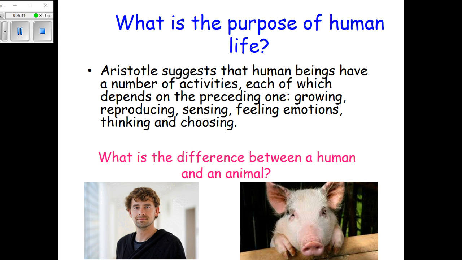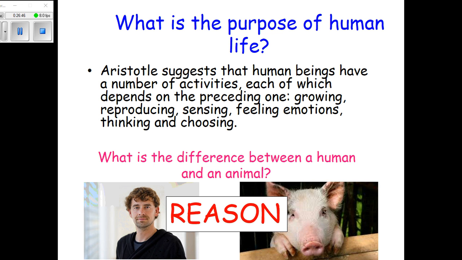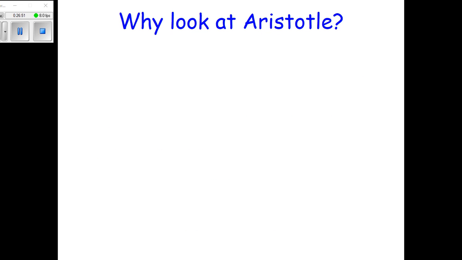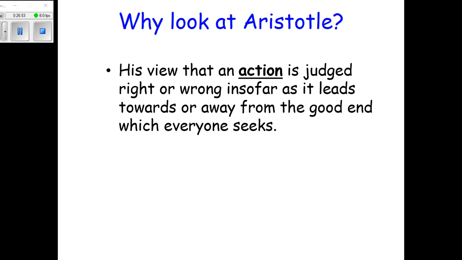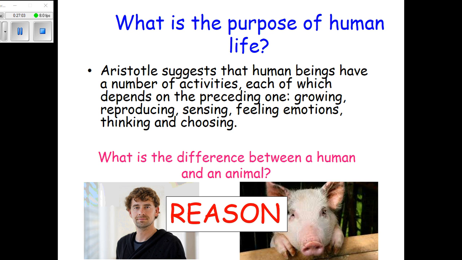The ultimate end or purpose of human life really is the use of reason. This is what makes us different from animals. This is quite similar to Kant's ethics, his view that an action is judged right or wrong insofar as it leads towards or away from the good end which everyone seeks. So this is where Aristotle's ethics comes in. Aristotle says that good and bad behavior is what allows you to fulfill your telos. So this is very similar to natural law, slightly different, but very similar. The ultimate purpose of human life is called eudaimonia. I'm going to look at that in a second.